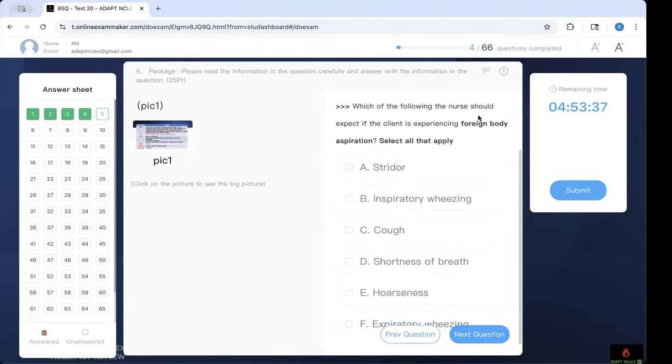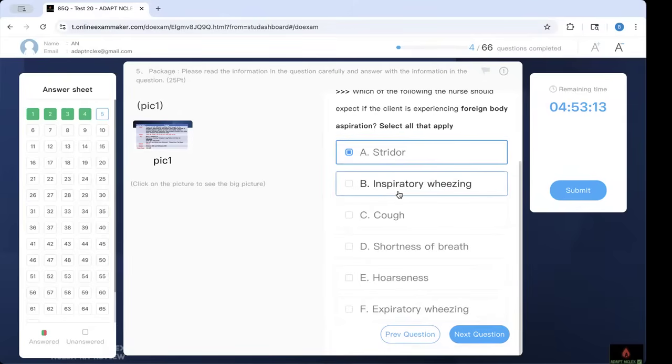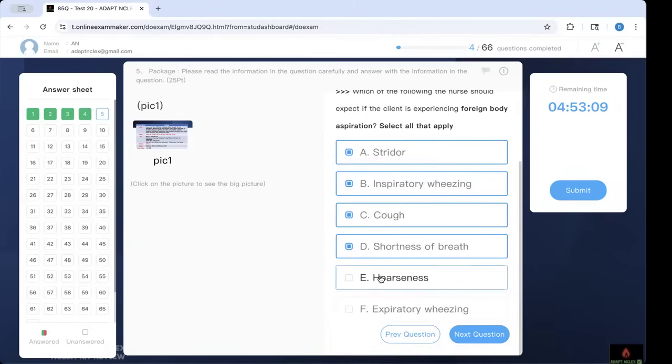Which of the following should the nurse expect if the client is experiencing foreign body aspiration? Foreign body aspiration is different from asthma. What do you expect in foreign body? That means your airway is being obstructed. Stridor, inspiratory wheezing, coughing, shortness of breath, hoarseness, expiratory wheezing. I can tell you, you're going to have stridor, you have inspiratory wheezing, not expiratory. You have cough, shortness of breath, and hoarseness. Nothing about expiratory wheezing.